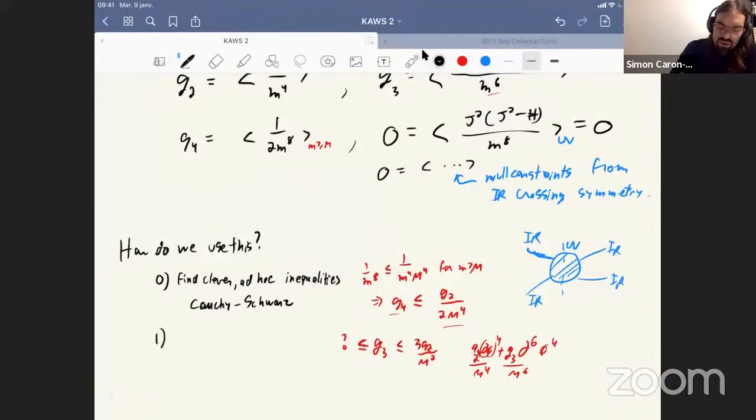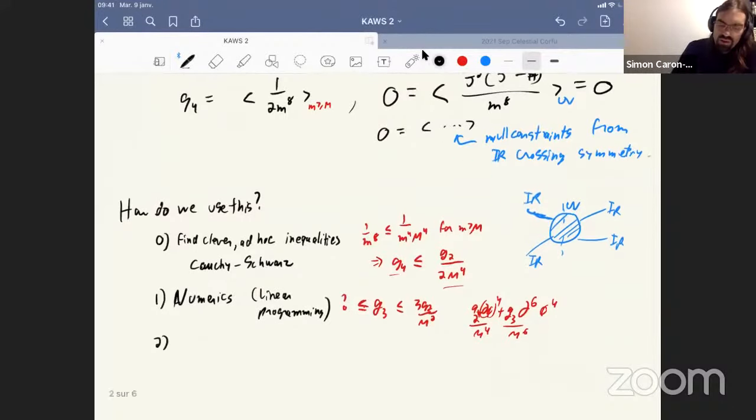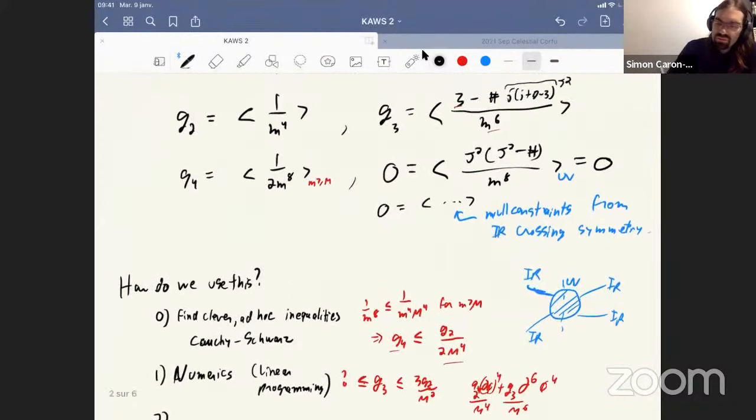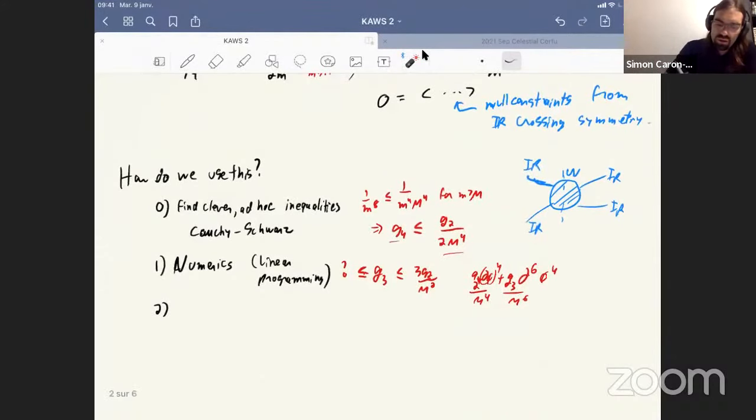So the next thing you can do is numerics, some systematic numerical exploration using a tool called linear programming. There are other things you can do. You can analytically find boundaries. Notice that all of these averages that we have here are polynomials in J times polynomials in 1 over M. The average of polynomials is a whole mathematical theory. This is called a moment problem. Here it's a double moment problem.